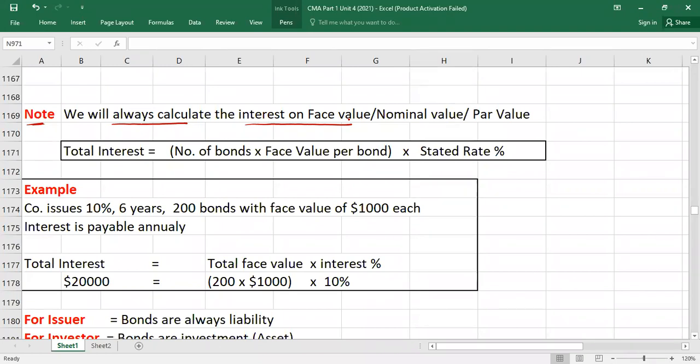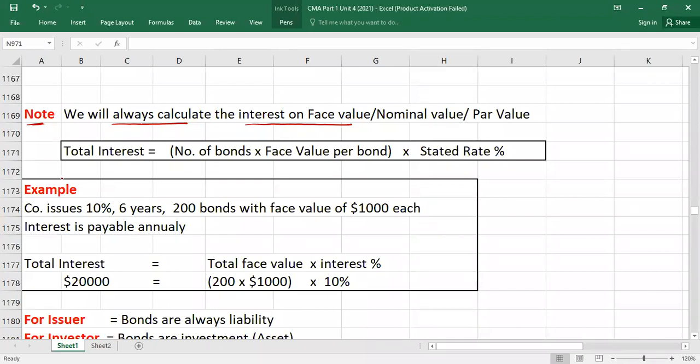Now, why am I using the words only on face value? Because there are different values. For example, there could be a market value. Say there's a bond whose face value is $1,000, but it's trading in the market at $1,020. So interest will not be calculated on market value. Interest will always be calculated on face value.